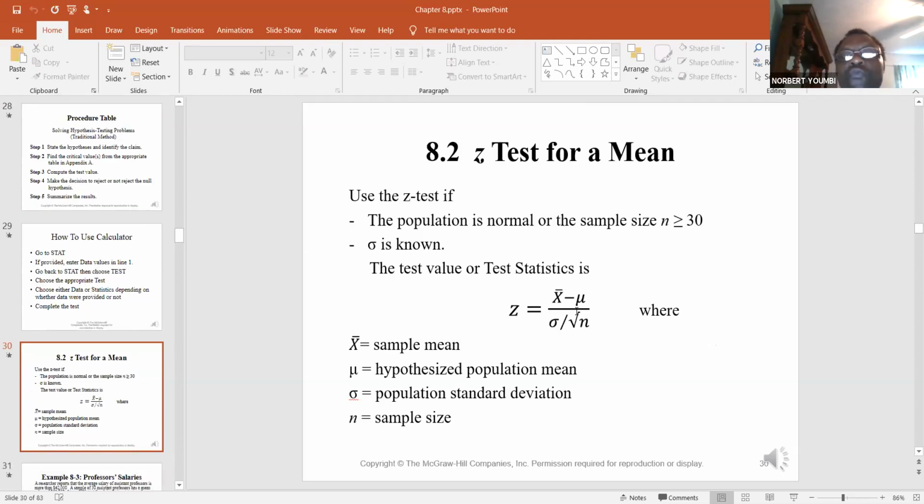So we use the z-test if the population is normally distributed or the sample size is large enough and sigma is known. The test value is expressed here as the sample mean minus the population mean, divided by sigma over square root of n.